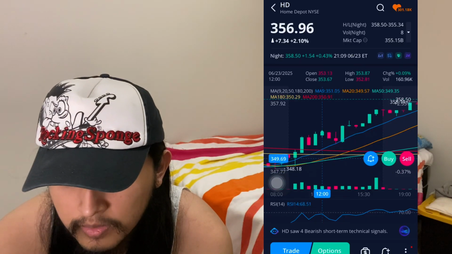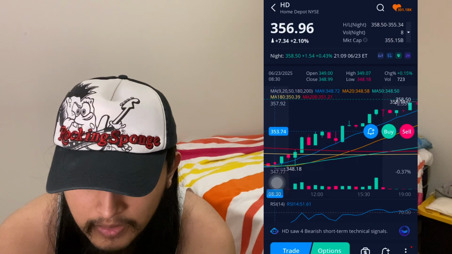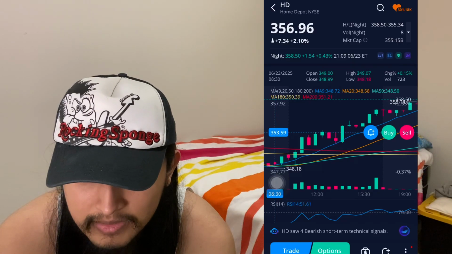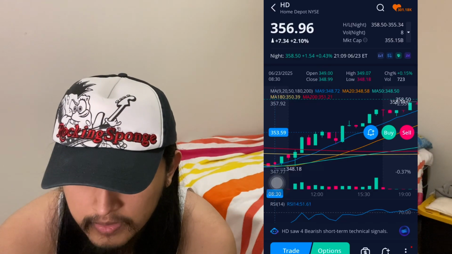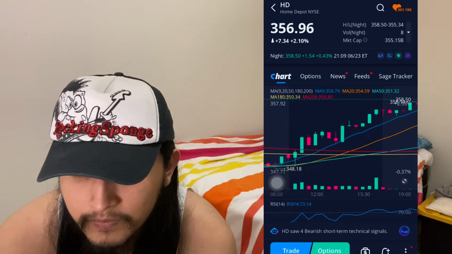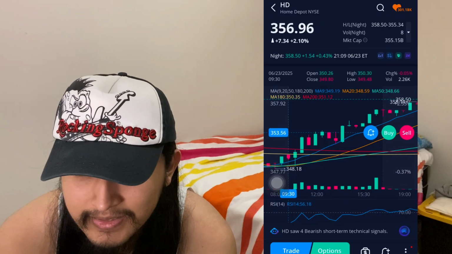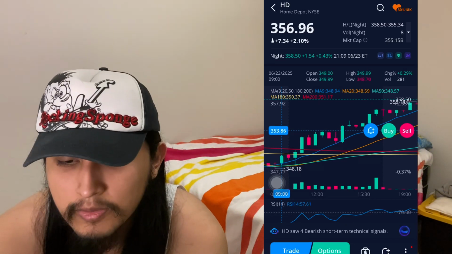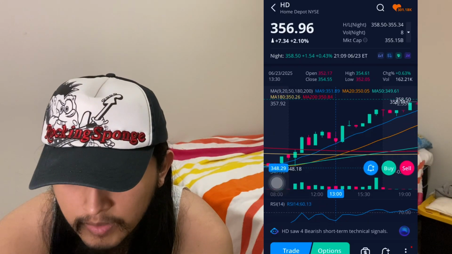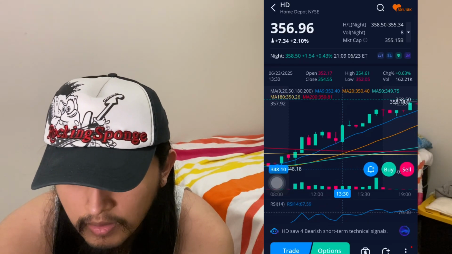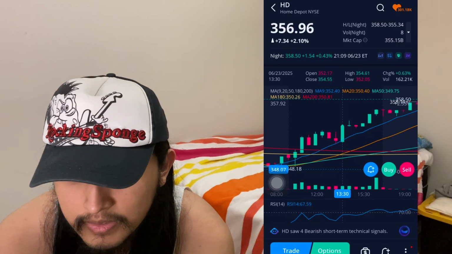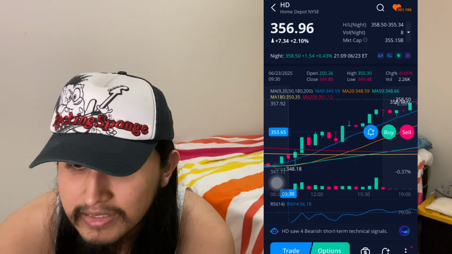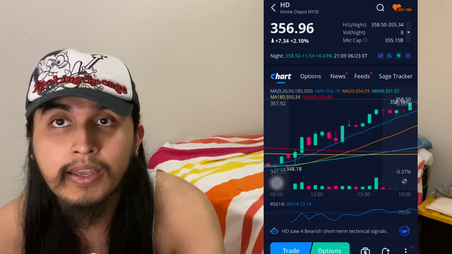So you want to observe the previous candle's resistance level. For me, I'm looking at the resistance level around 353.59. That's basically the level where I want to sell out. Okay, I bought Home Depot call options on the 9-day moving average, and I'm going to sell out as soon as it approaches the 353 resistance level. That way I can secure the bag and move on to the next trade.